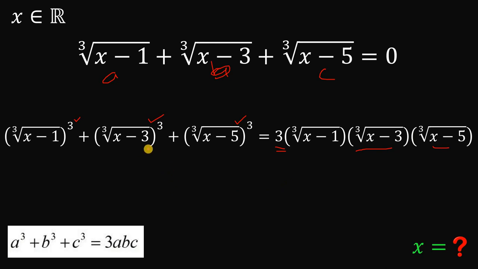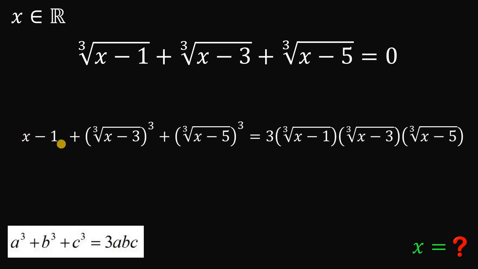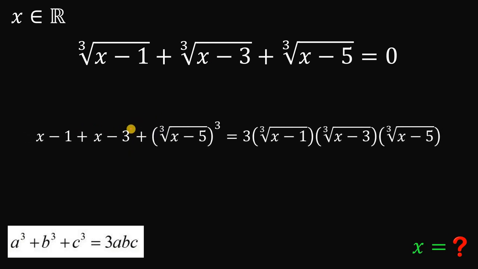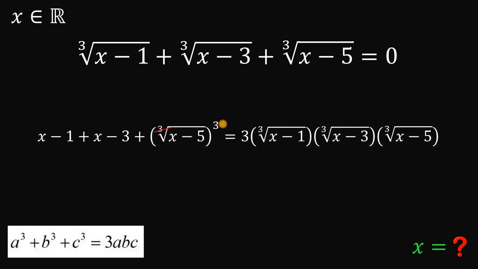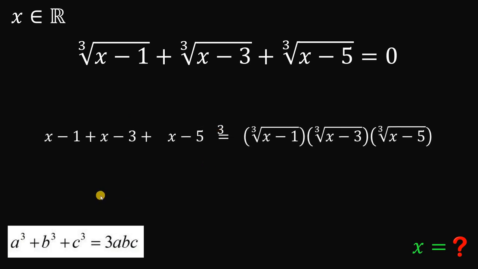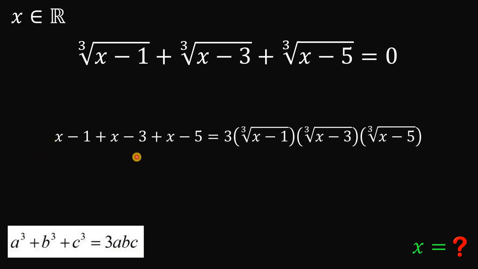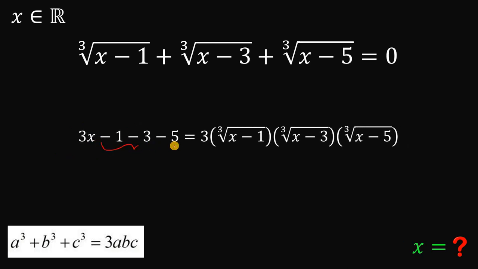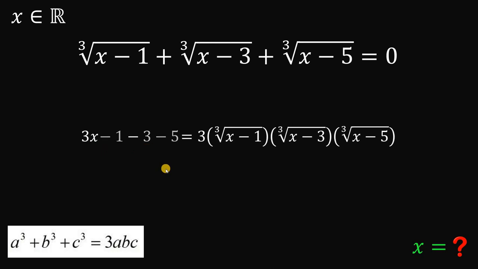Alright, now the good thing here is we can eliminate this cube root and this cube. So we can simplify this as x minus 1. Now we can eliminate this cube root and cube, so we can simplify this as x minus 3. And we can eliminate this cube and this cube root, and this will give us x minus 5. So we can now simplify the left hand side of our equation. Now we have x plus x plus x. This will give us 3x. And negative 1 minus 3 minus 5. This will give us negative 9.